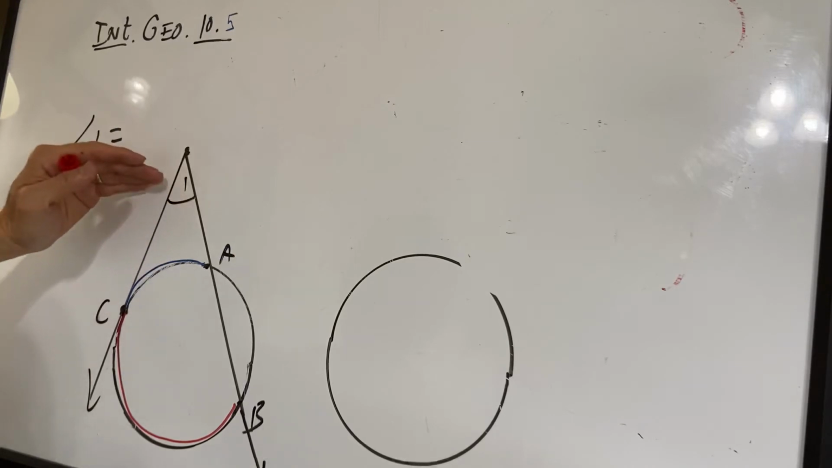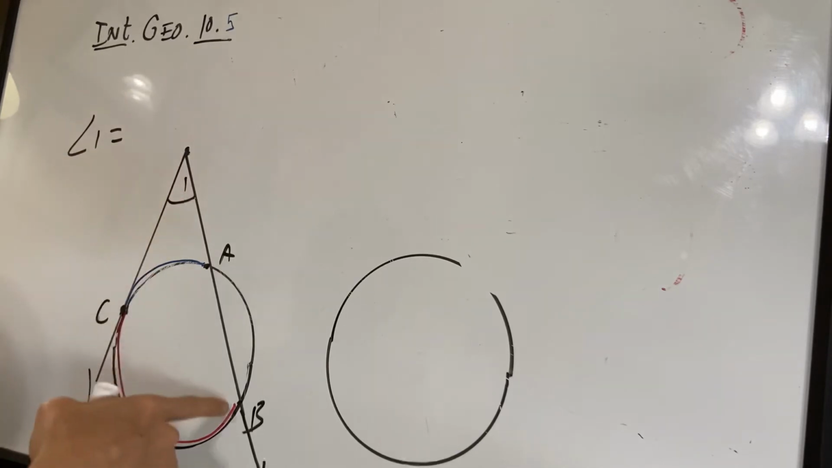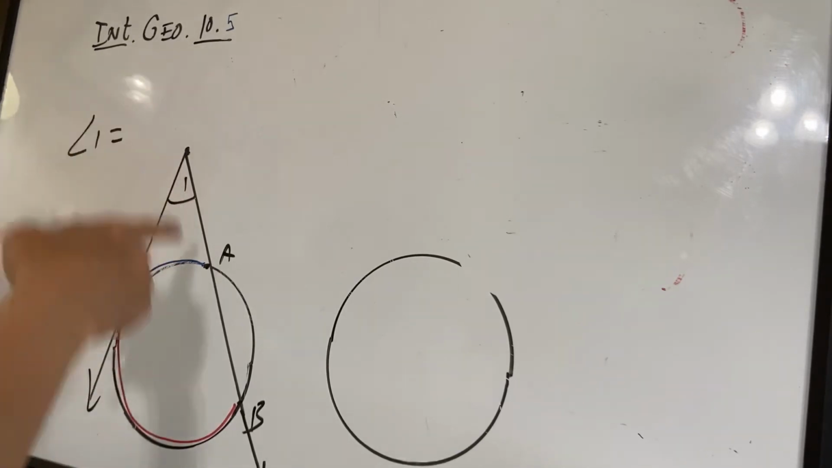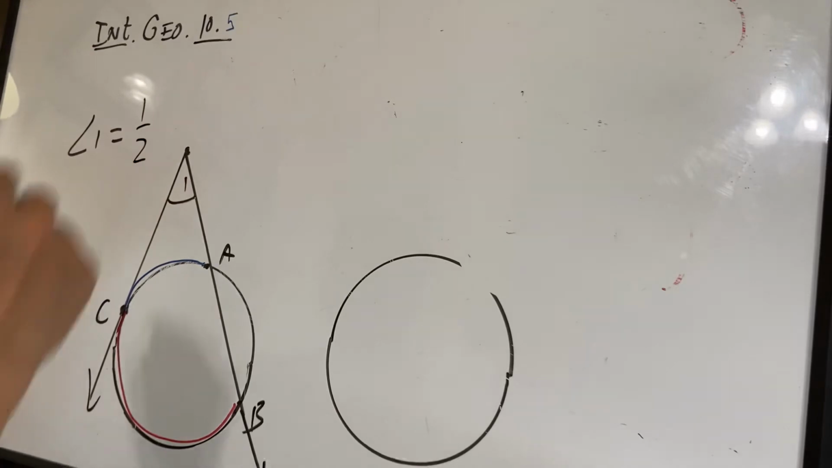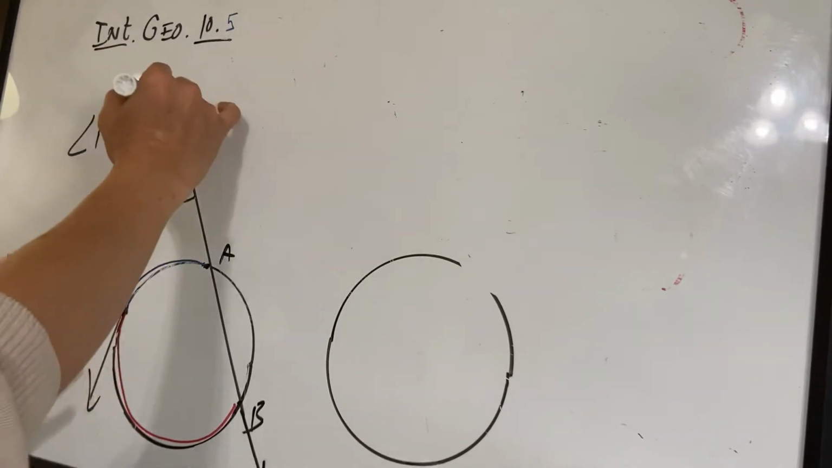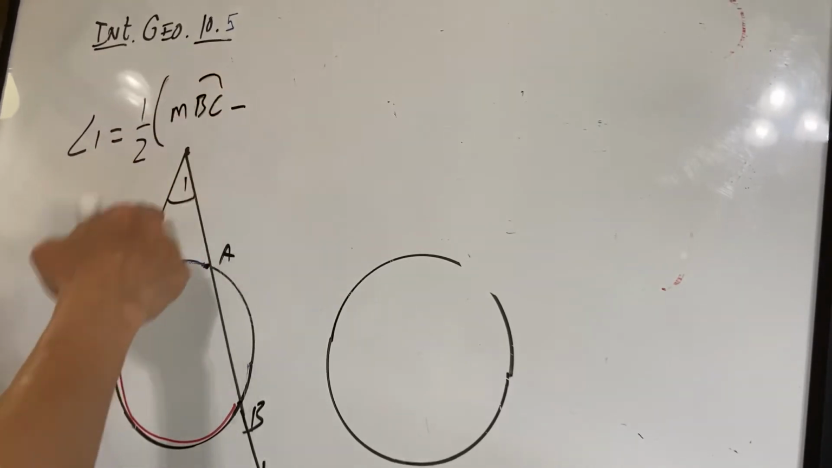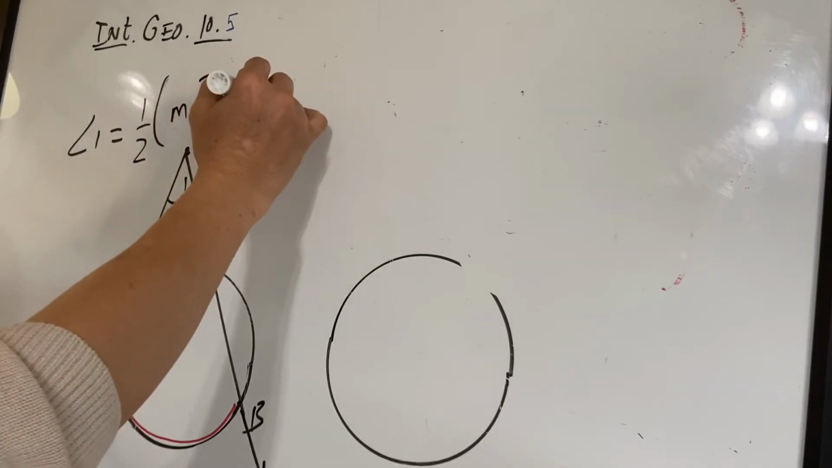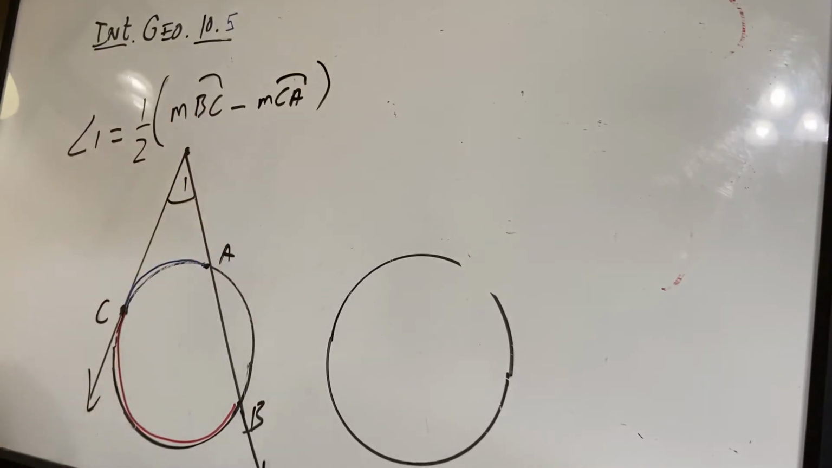The vertex is outside of the circle. And this angle is made up by the tangent line and the line that runs through the circle at 2 points. Then how does angle 1 relate to this? Angle 1 is 1/2, half of the difference of the intercepted arcs, which is the bigger arc BC minus the smaller arc CA. M stands for the measure of the degree. There we go. That's how you do it.